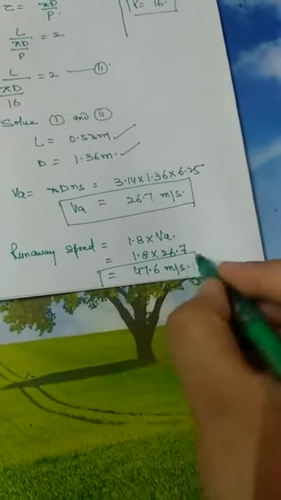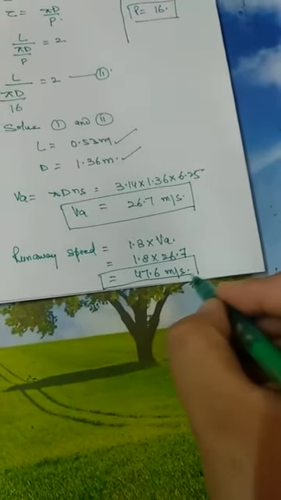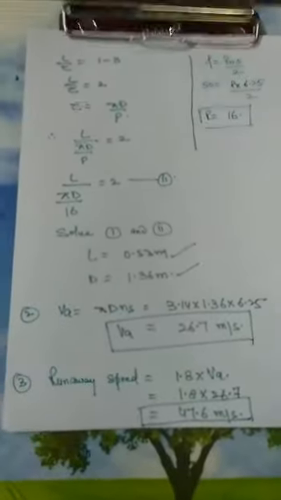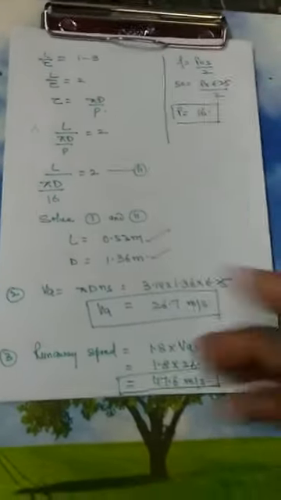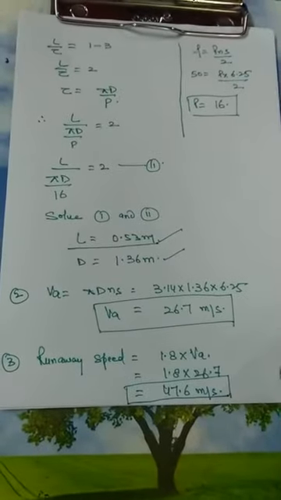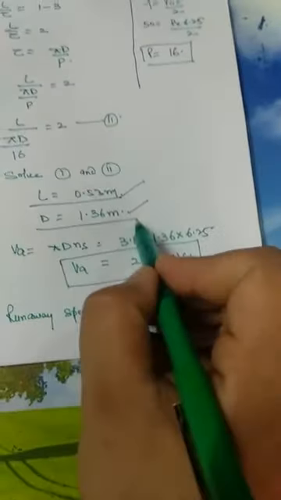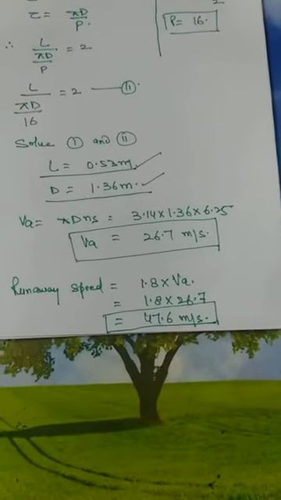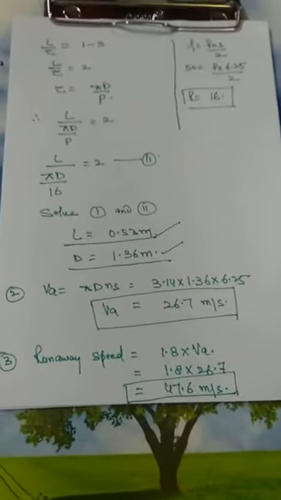So in this numerical we calculated three main things: the main dimensions, that comprise the stator core length and the diameter of the stator core, the peripheral speed, as well as the runaway speed. I think it will be clear to all of you.